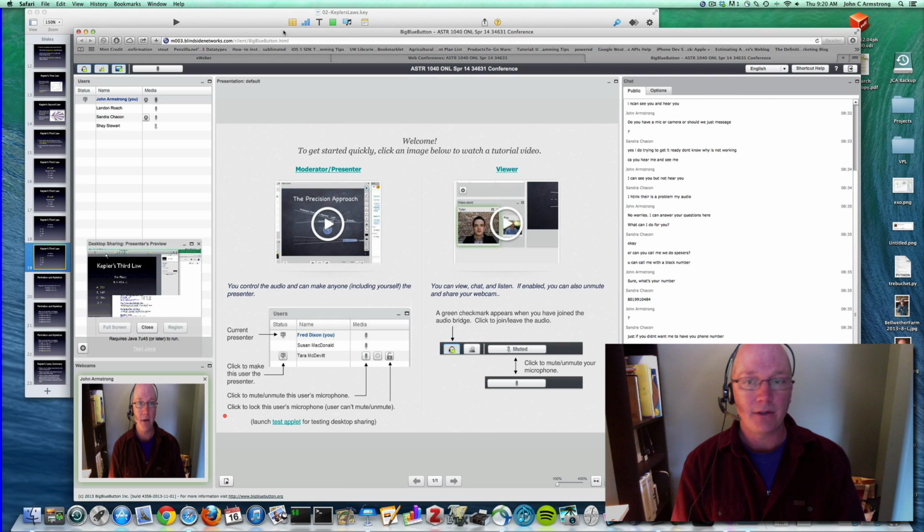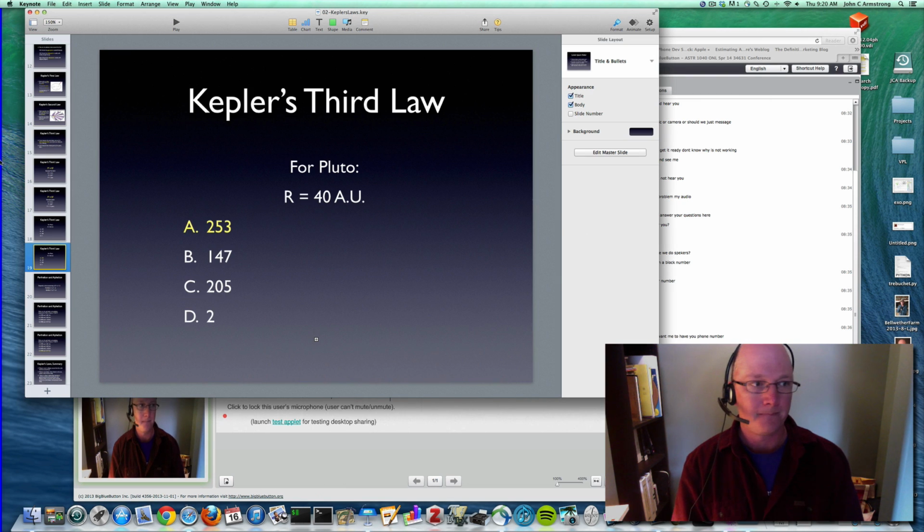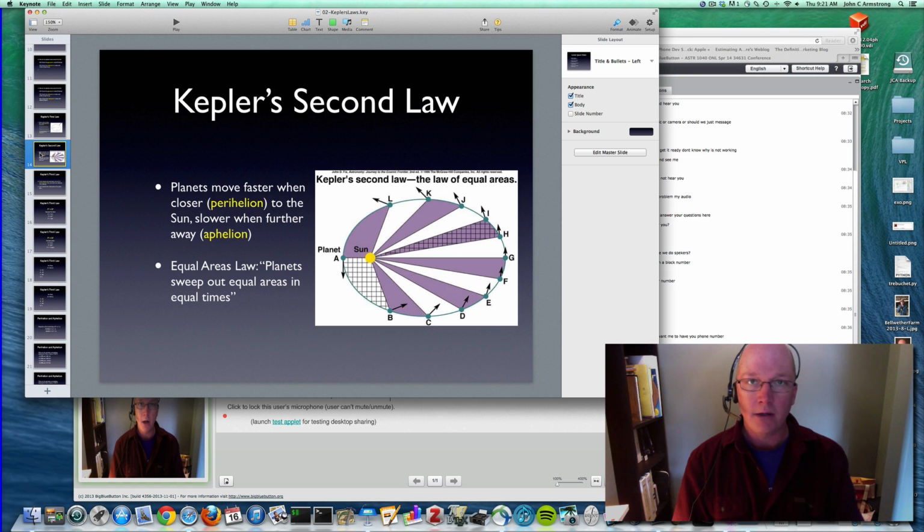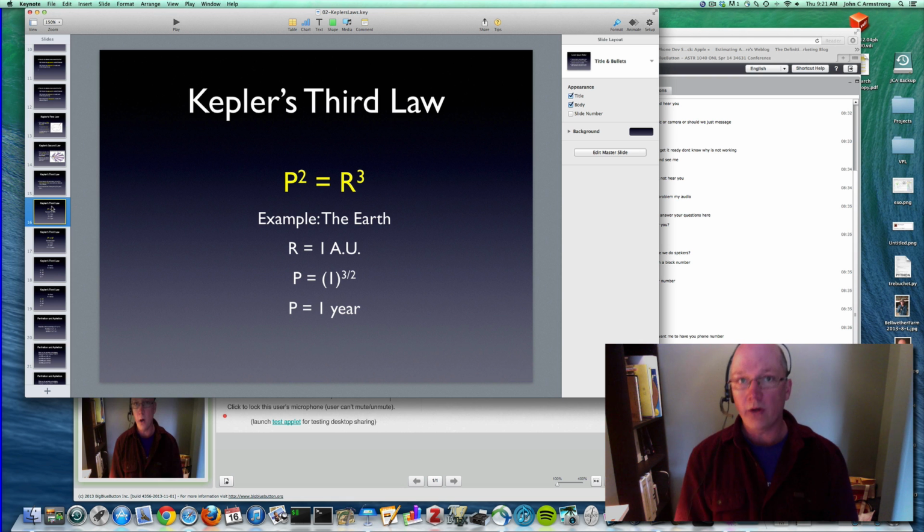Okay, questions about Kepler's laws? We can just review those real quick. Again, the first law, ellipses. Second law, the thing moves closer. When it's closer, it's faster. When it's further away, it's slower. That's the equal areas law. And then the third law is this wonderful mathematical relationship between the semi-major axis and the period.